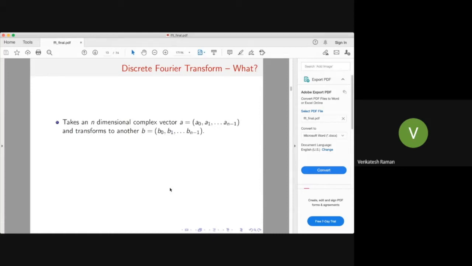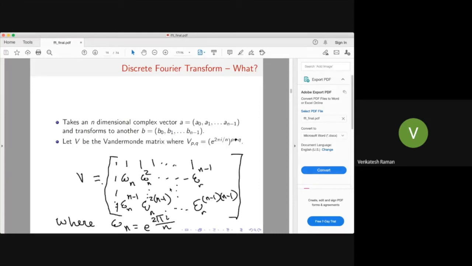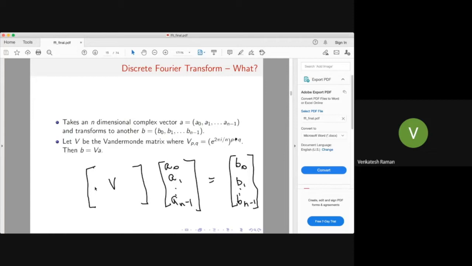But let me just stick to my definition and work with that. So, in other words, what is this transform? Look at this Vandermonde matrix. This matrix actually came in the previous talk, Ajit's talk, as well. So the ijth entry is, omega n is the principal nth root of unity, and the ijth entry is omega n power i times j. And what this transform is, is this Vandermonde matrix.